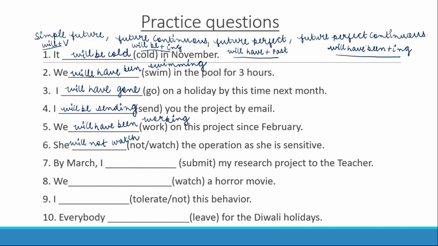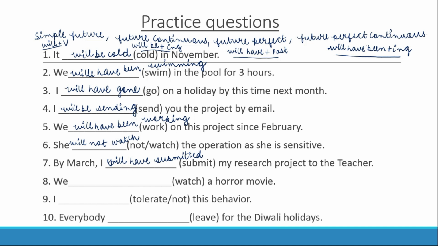By March, I dash my research project to the teacher. By March, ये action खत्म होगा. So if an action that will have completed in the future, it will be future perfect. So by March, I will have submitted. By March, I will have submitted my research project to the teacher.